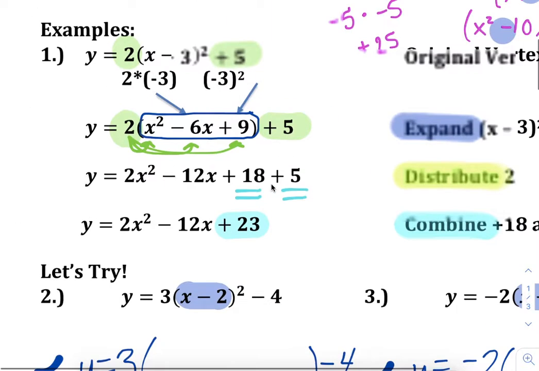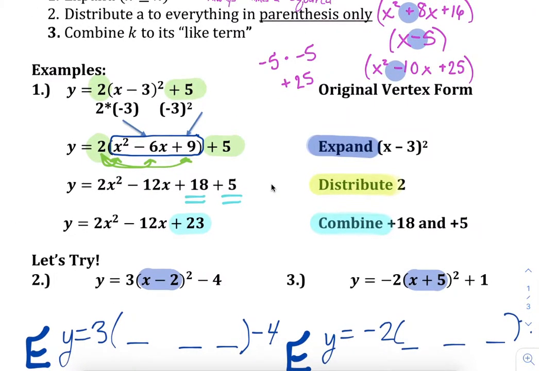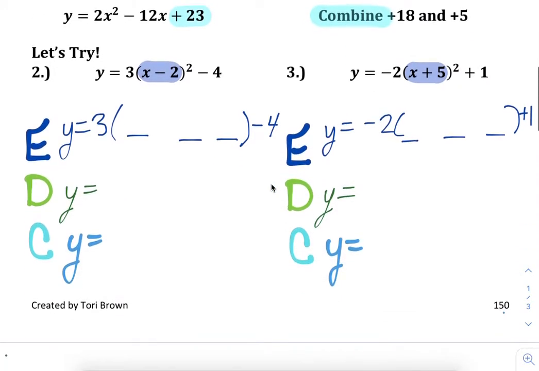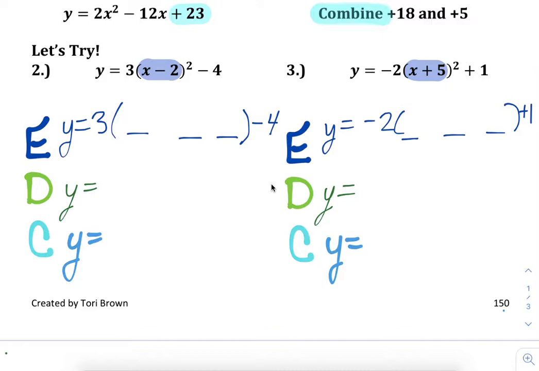All right, so for the first couple problems, I really want to just focus on the expand step. That's going to definitely be the hardest part. So on problems 2 and 3, can you pause it and set up what you see? Perfect. Let's go ahead and look at that.